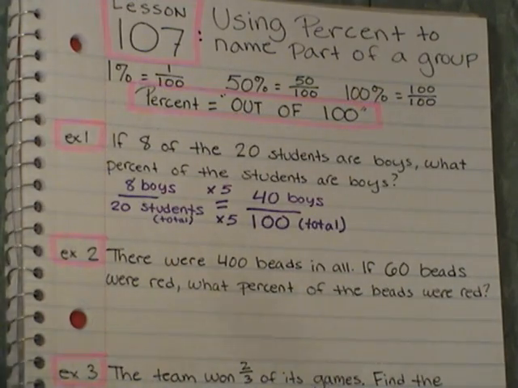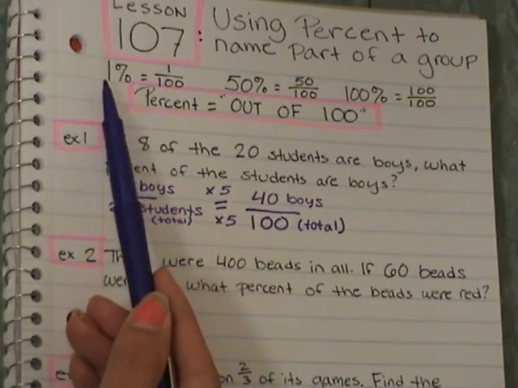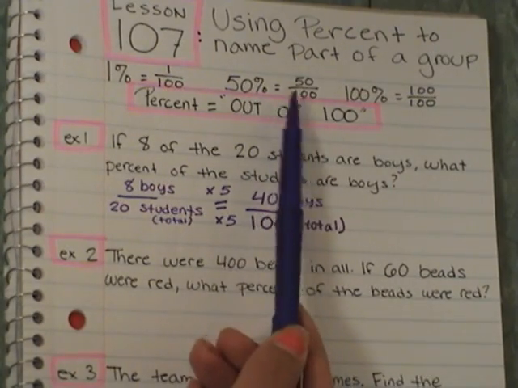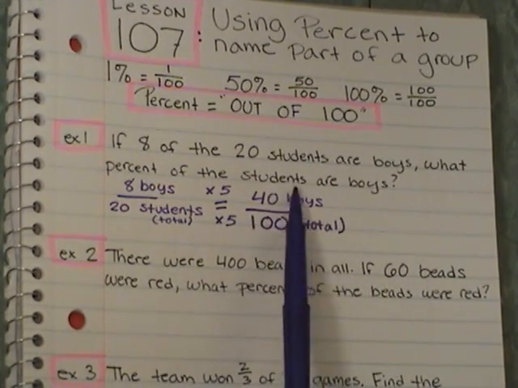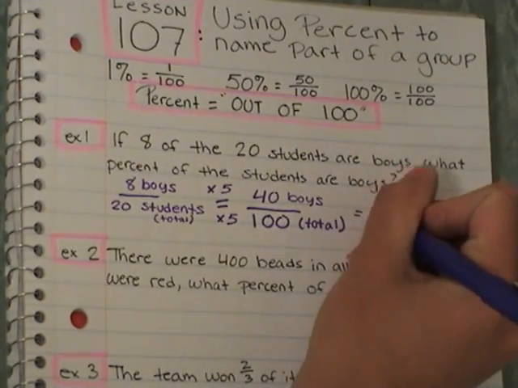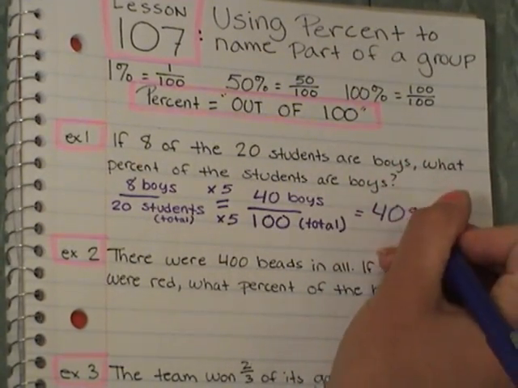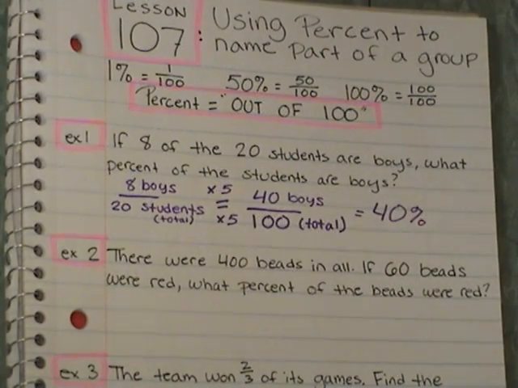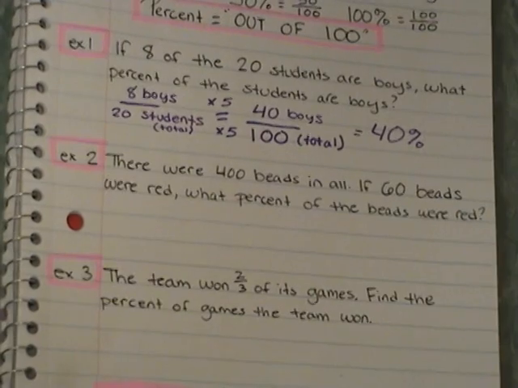If you look at the top, when I have 1 over 100, it equals 1%. 50 over 100 equals 50%. What do I have right here? I have 40, so this would equal 40%. Okay, so if 8 of the 20 students are boys, what percent? It's 40%. So what you're really trying to do is make a fraction from your problem, and then you need to convert it into a percent. Okay, let's try the second one.